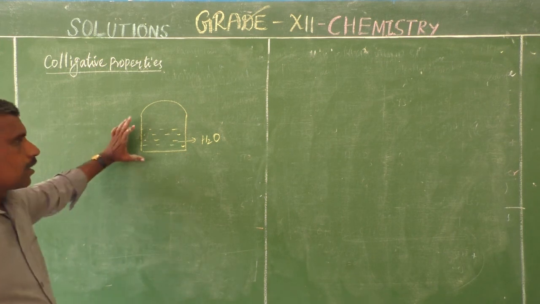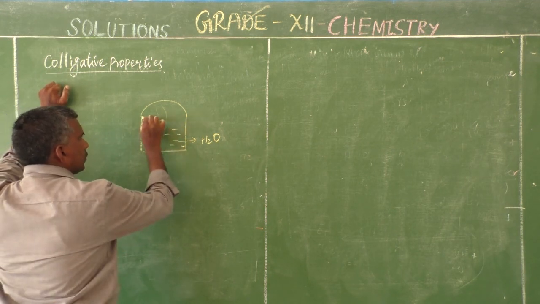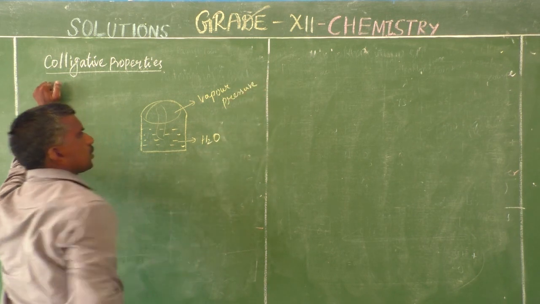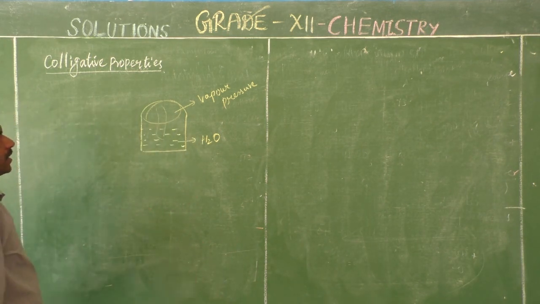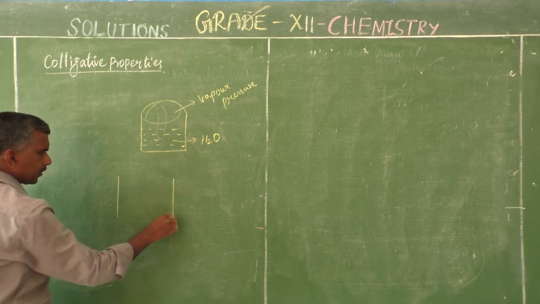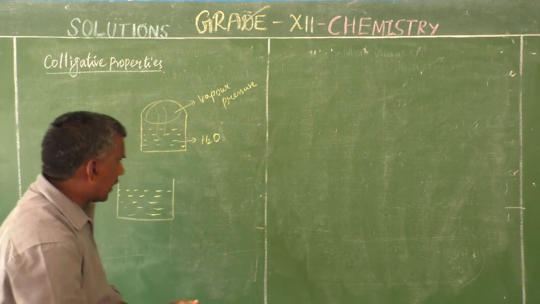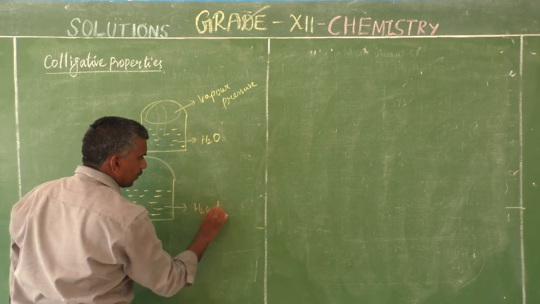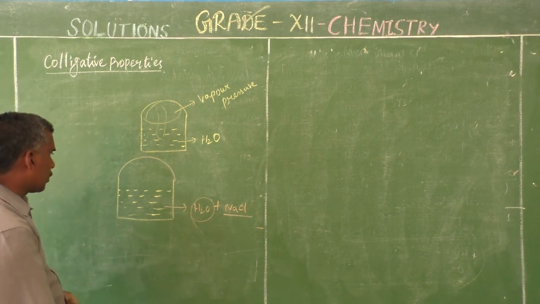Solvent, water. When it is kept open in air, what happens? The water evaporates to form vapor pressure, maximum vapor pressure, because only solvent is present, no other solute. Then the same water, and you add sodium chloride, water plus sodium chloride, a non-volatile solute. It does not evaporate; only the solvent is volatile. What happens?